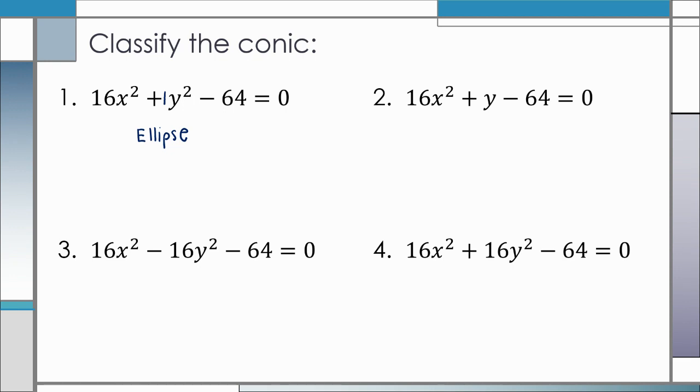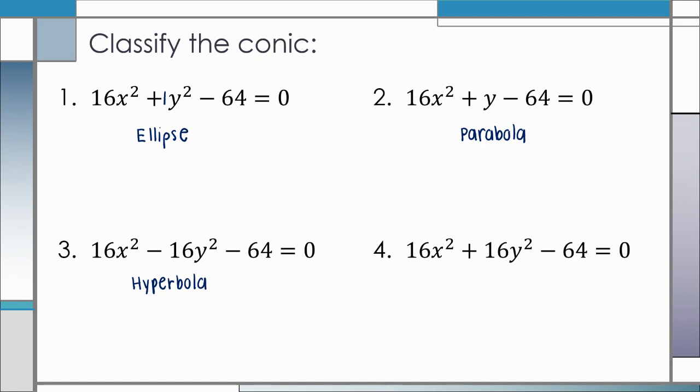In the second example, 16x squared plus y minus 64 equals 0. Right off the bat, I'm only seeing one squared term, and so that means that we must have a parabola. In problem number 3, we have 16x squared minus 16y squared minus 64 equals 0. So I have two squared terms, and one of the numbers in front is a positive while the other one is a negative. That indicates that we have a hyperbola.